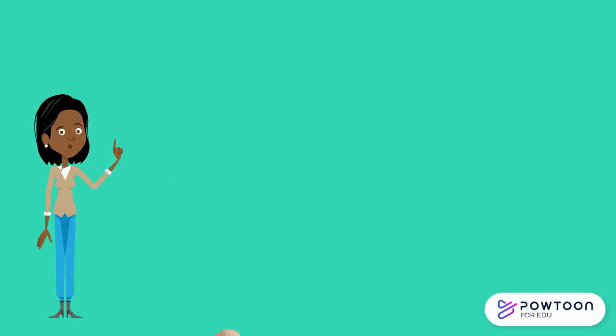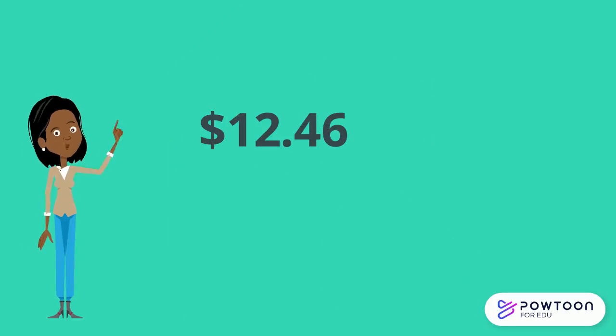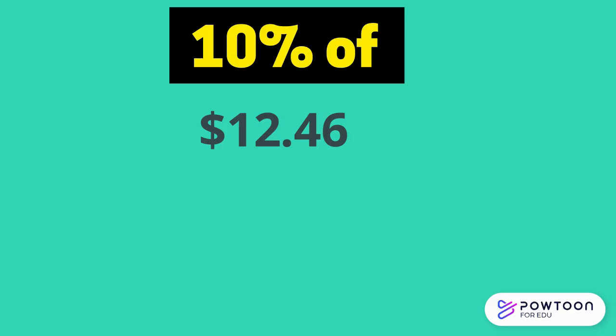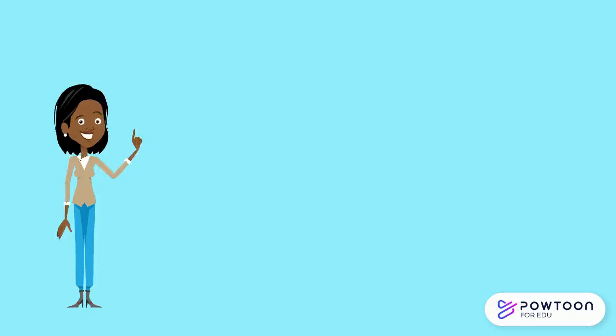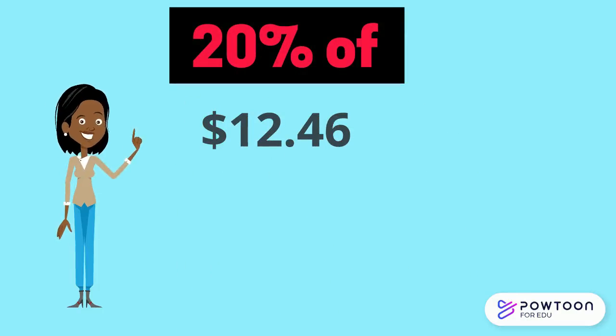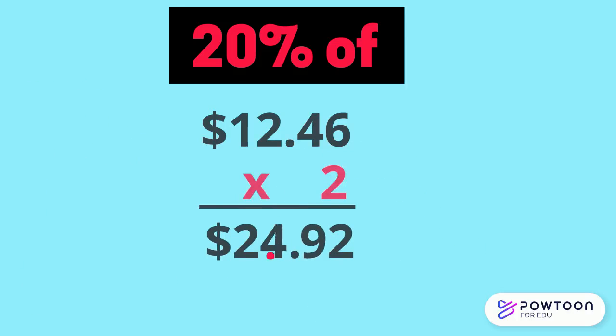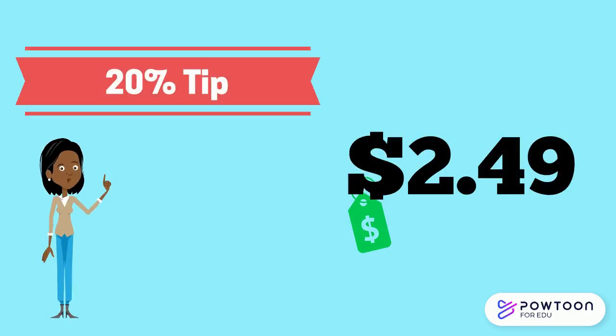Let's use the same bill amount of $12.46. If you want to find out what 10% of a number is, you just move the decimal once to the left. So if you need to know what 20% of a number is, you could just multiply the number by 2, move the decimal once to the left, then round as necessary. Again, you would get a 20% tip of $2.49.